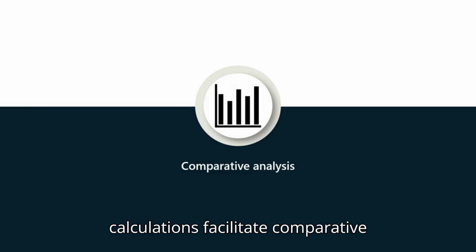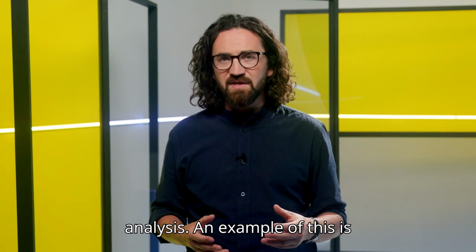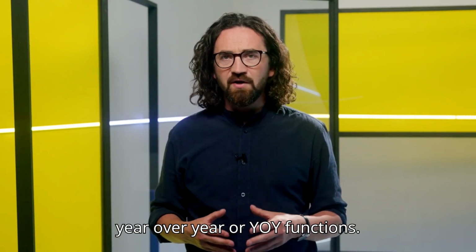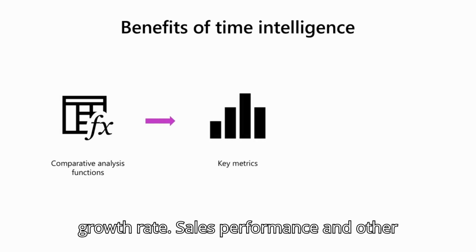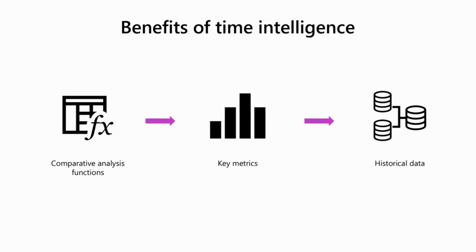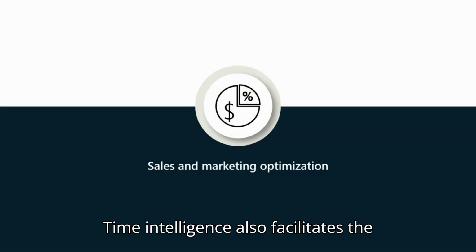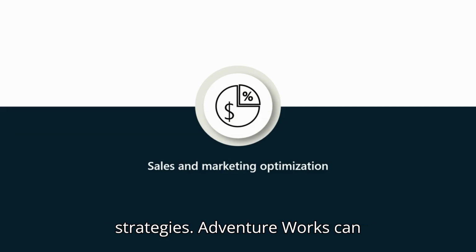Time intelligence calculations facilitate comparative analysis. An example of this is year-over-year or YOY functions. AdventureWorks can compare its current growth rate, sales performance, and other metrics against data from previous years to analyze its progress. Time intelligence also facilitates the optimization of sales and marketing strategies.